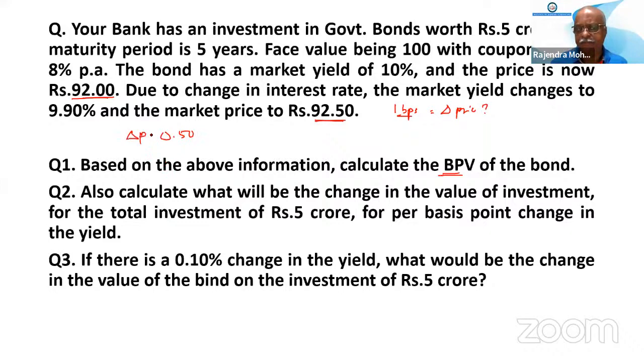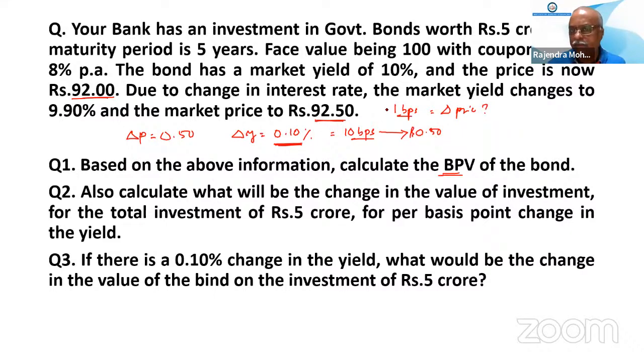This is the change in price, 0.50. Now I have to find the change in yield. Interest rate is yield. The market interest rate has changed from 10% to 9.90%. So this yield change is 0.10%. We can convert it to BPS. 1 BPS is equal to 0.01%, so 0.10% means 10 BPS. For a 10 BPS change in the yield, the price has changed by 50 paisa or rupees 0.50.